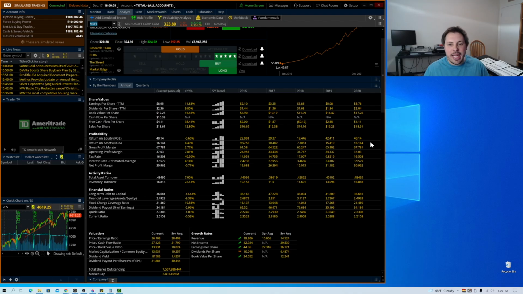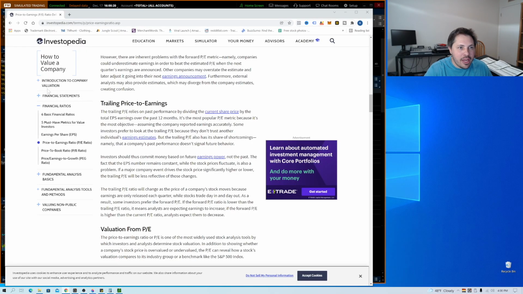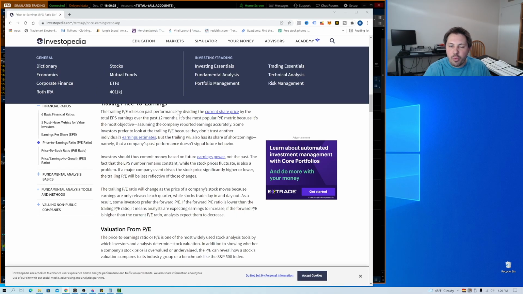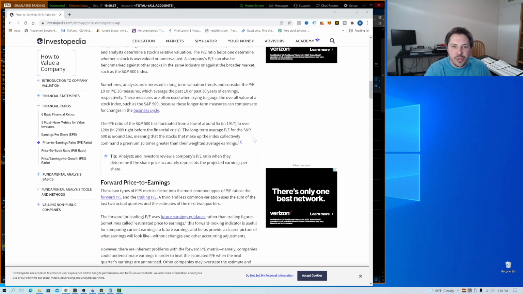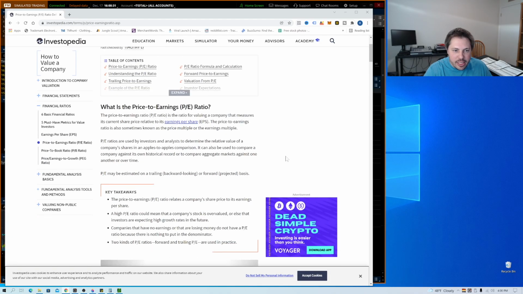So again, the PE ratio, price to earnings, another important metric. For example, I already have it pulled up on Investopedia. I love this website. They have tons of definitions. Let's briefly see what they say.